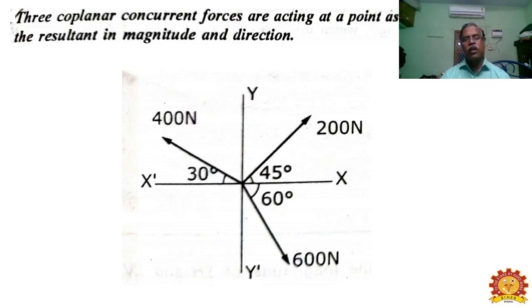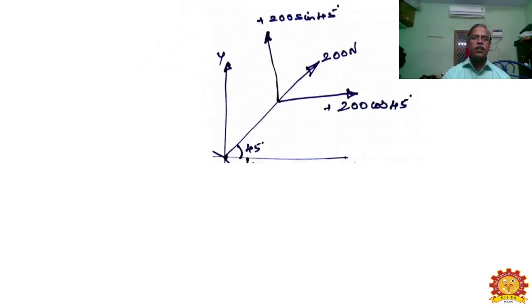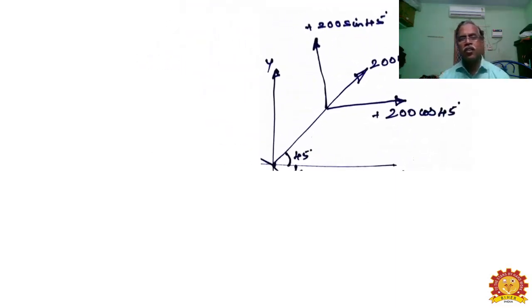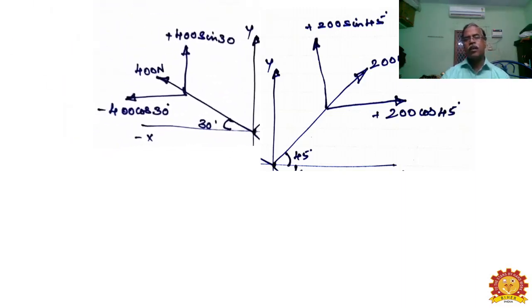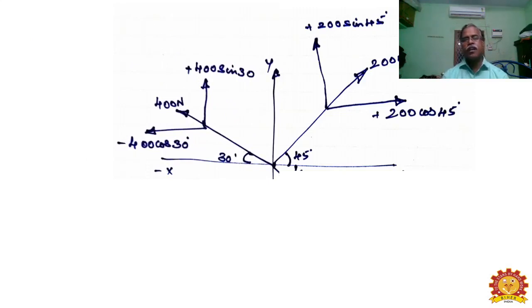As I told you, we have to resolve all the inclined forces horizontally as well as vertically. Now take this example here. First of all, in your first quadrant, I have given plus 200 sin 45 and plus 200 cos 45. Remember, I have always taken the angle with respect to the horizontal axis, the x-axis. Okay. So in the second quadrant also, similarly I can take plus 400 sin 30 as well as minus 400 cos 30.